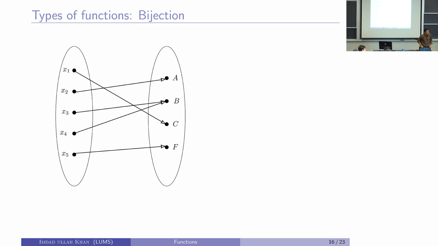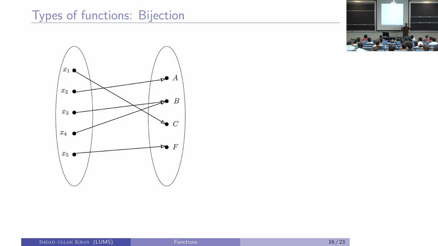One-to-one be? So a function is a bijection if it is both one-to-one and onto. Is this function a bijection? Why not?